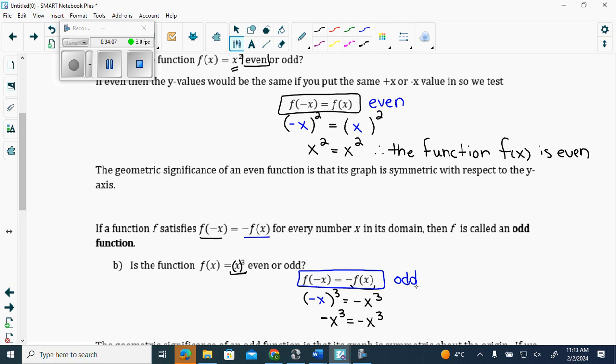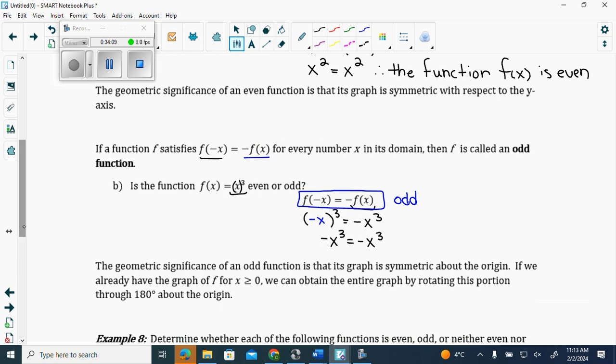Now, what if you test both and they don't work? Then it's neither even nor odd. I always test for even first of all.